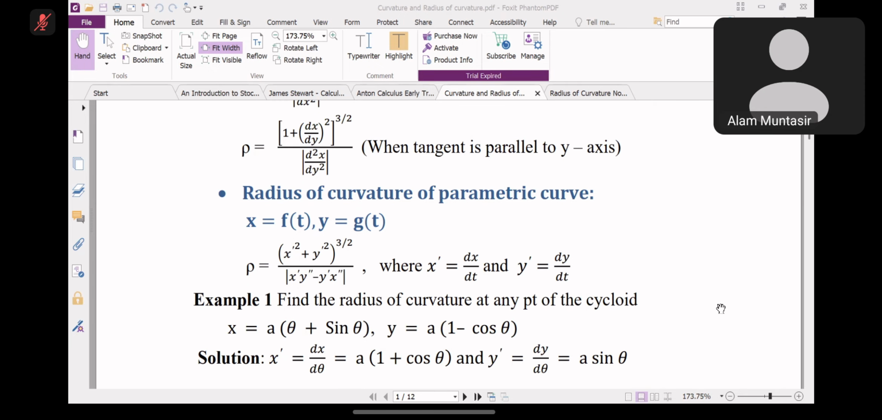Here prime means differentiation with respect to the parameter. If we take x prime, that means differentiation of x with respect to the parameter t. If we say x double prime, then it means second derivative of x with respect to the parameter t. And the same thing is true for y prime and y double prime. Okay. So have you got the idea of radius of curvature finding?